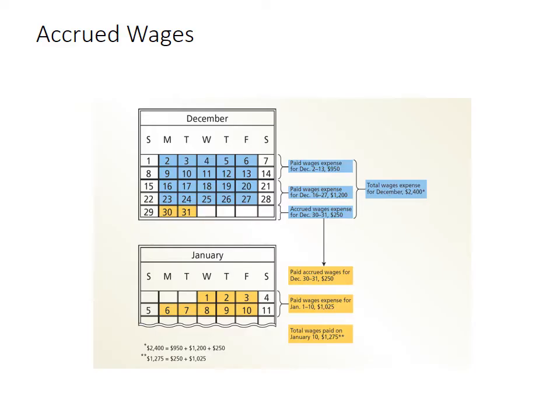Let's move forward to look at this, if we can, with the way that the dates work. Okay, so the total wages for the month of December are $2,400.